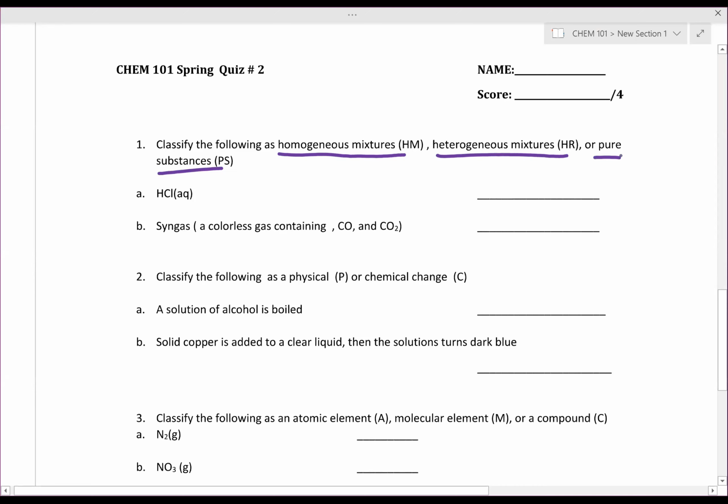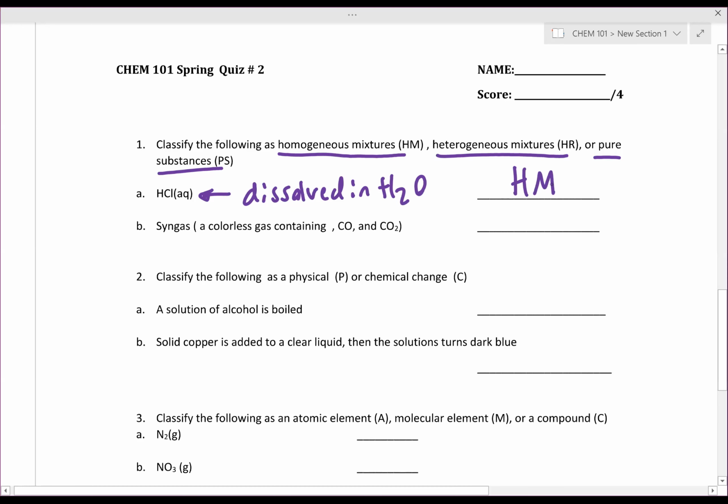In our first example, we're dealing with HCl aqueous. What does the aqueous symbol imply? Yep, dissolved in water. If we have a substance dissolved in another substance, we have a solution. Is that a homogeneous mixture, heterogeneous mixture, or pure substance? Do we have two or more pure substances mixed together? Yes. And is it homogeneous or heterogeneous? Homogeneous. Yep. So we'd classify this as HM.